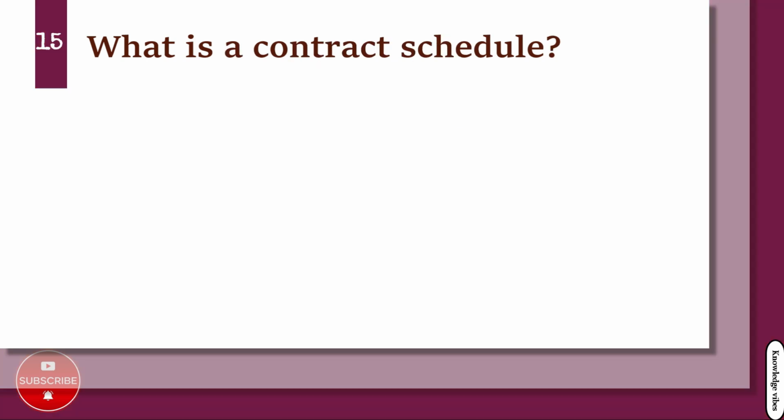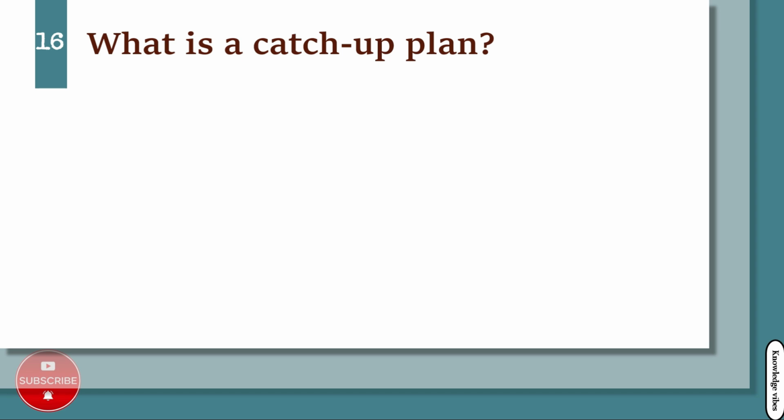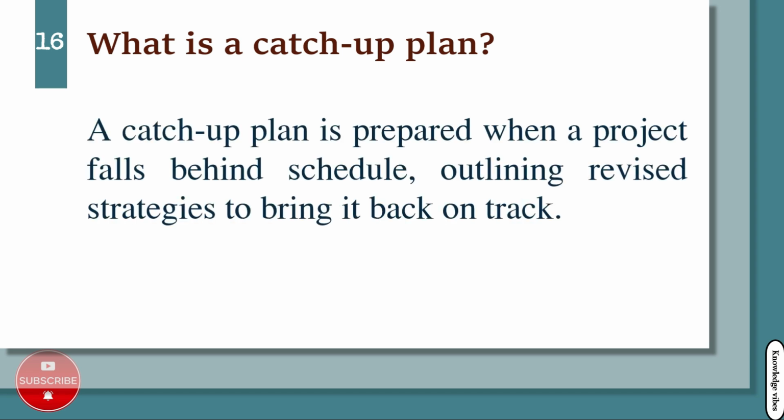What is a contract schedule? A contract schedule is a legally binding document detailing timelines and milestones agreed between contractor and client. What is a catch-up plan? A catch-up plan is prepared when a project falls behind schedule, outlining revised strategies to bring it back on track.